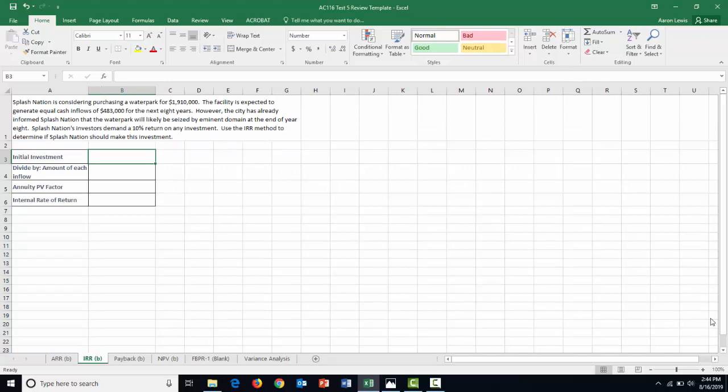Another way to find the return on a potential investment that does take into consideration the time value of money is the internal rate of return. So for Splash Nation here, we're going to figure out their IRR. Splash Nation is considering purchasing a water park for $1,910,000. This facility is expected to generate equal cash inflows of $483,000 for the next 8 years.